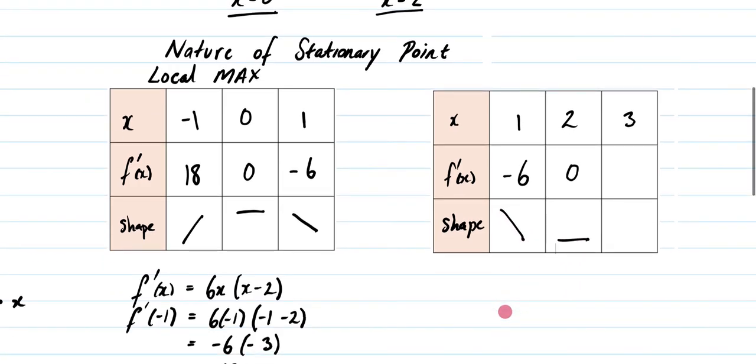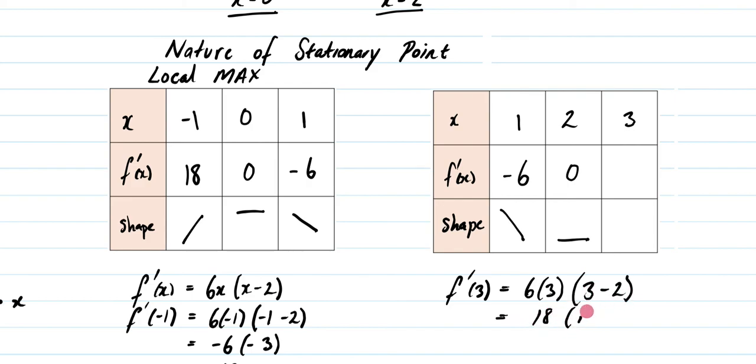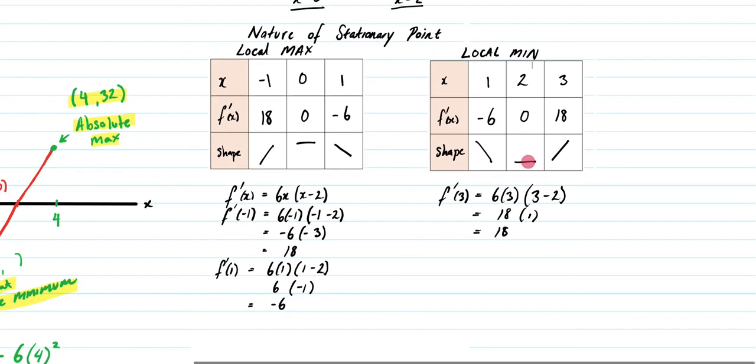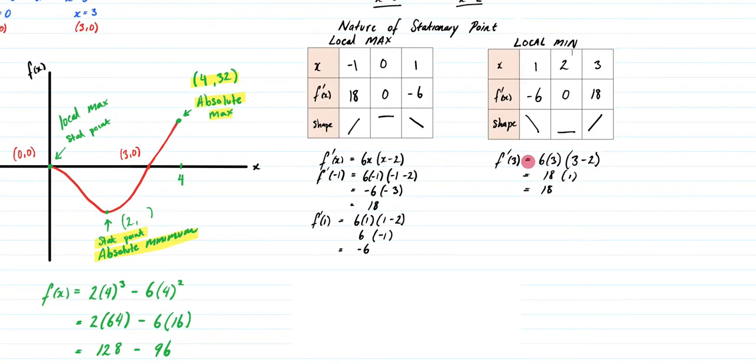And now let's put in f dash of 3. That's going to be 6, 3, 3 minus 2, which is going to be equal to 18. This will be 1, so this is going to be equal to 18. So that 18 is going to go here, so that's going to be positive, so it's going to go up. So this is going to be my local min. Let's write it like local min. Perfect. So we have done everything we needed to for this right now.